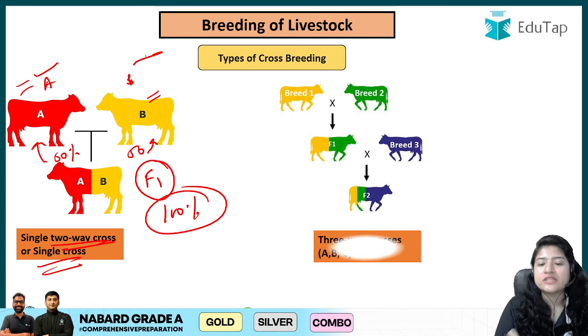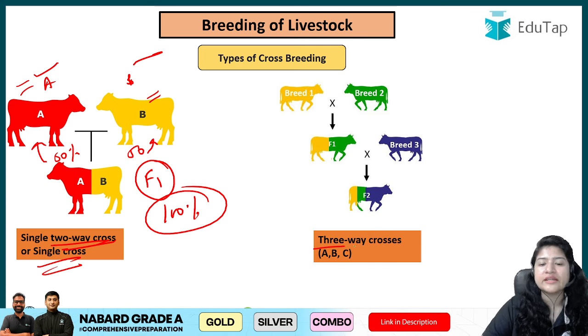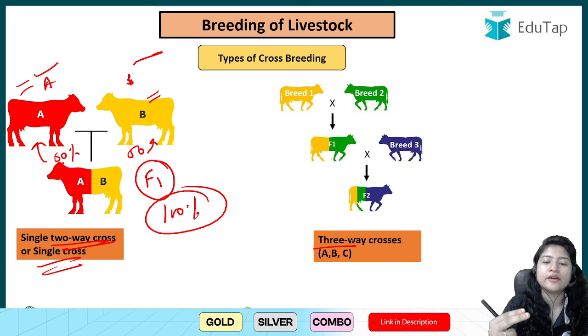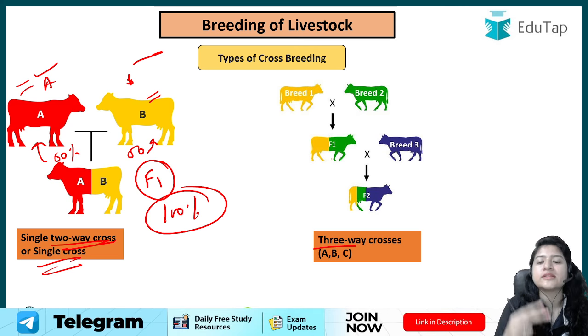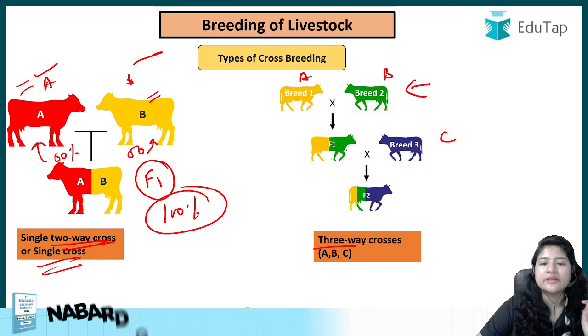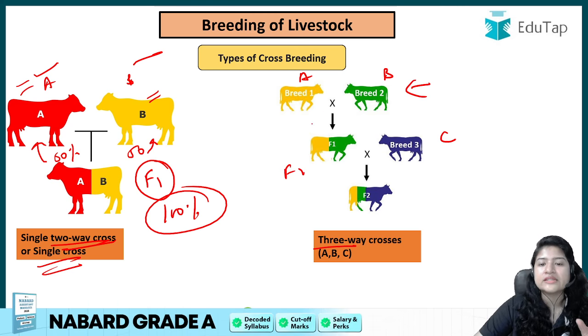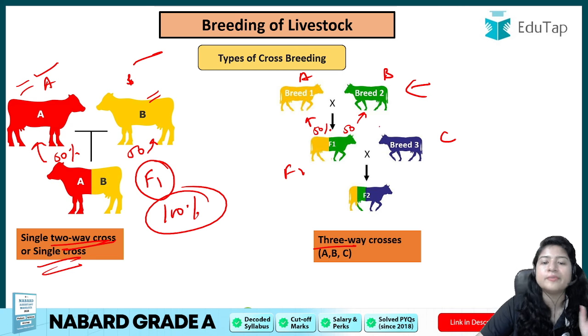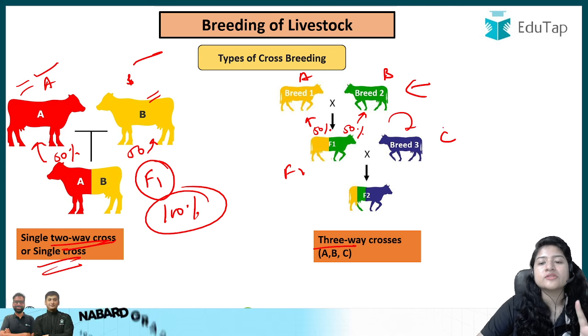ठीक है, next we have three-way cross. So you can understand, if in two-way there were two parents, then here we have three-way cross, double cross भी बोल सकते हैं, where three parents are there. ठीक है, breed A, breed B and breed C. ठीक है, अब देखो, at one stage only two parents can be used. ठीक है, तो here A and B breeds are used, and then we have F1 progeny. Now this F1 progeny has 50% of A genes and 50% of B genes. ठीक है, now it is crossed with breed 3.